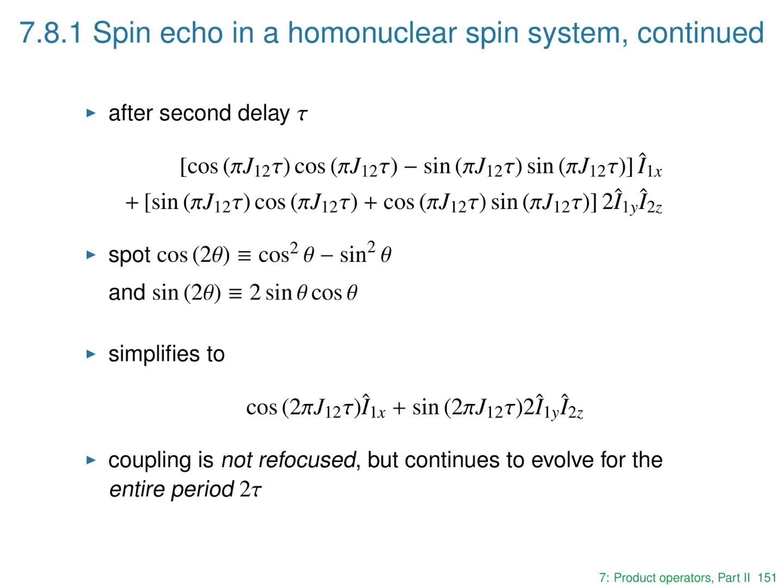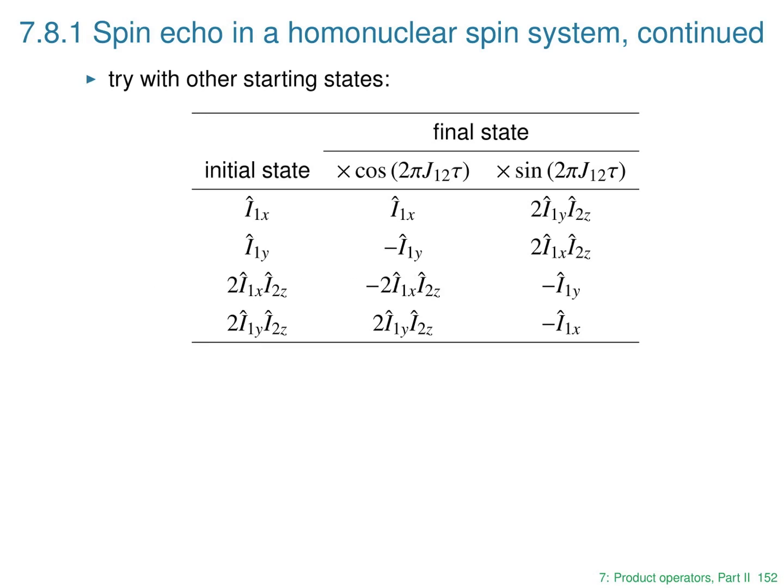Now I just did that starting with I1x, and it may be that that was just a special property of I1x, but it isn't actually. If you go through all sorts of other starting states like I1y or 2I1x, I2z, you can try some of these for yourself. You'll find that you always end up with the fact that the J coupling continues to evolve. And in fact, when you look at this table about what the results you get, you discover a very, very helpful little dodge for doing these calculations.